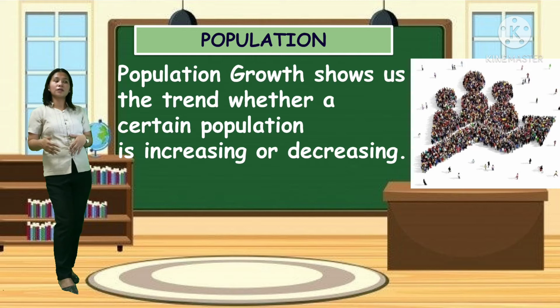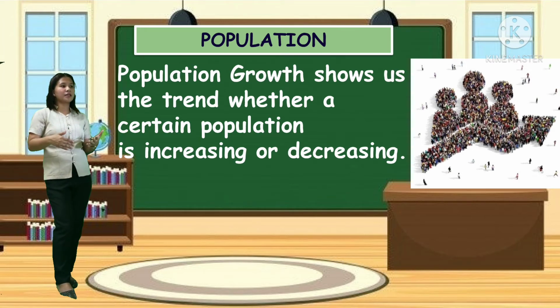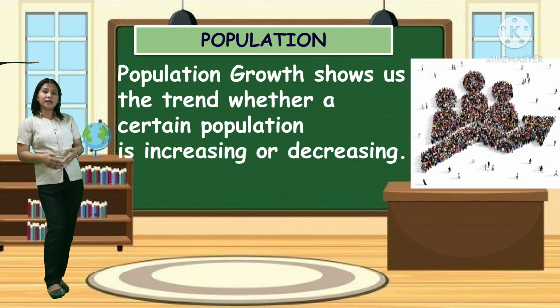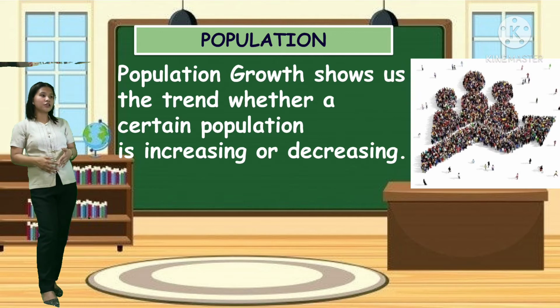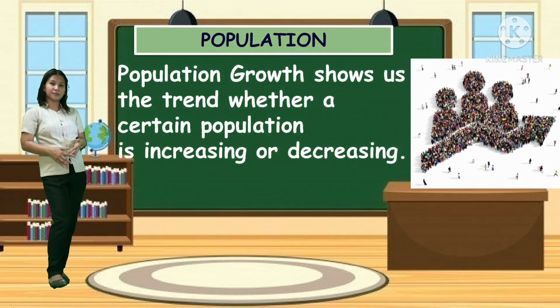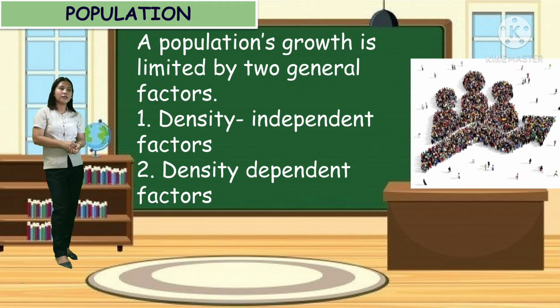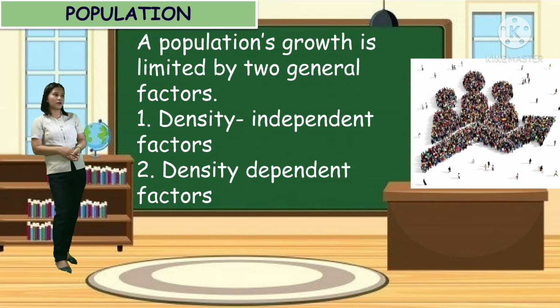As a population grows in an area, a population may experience the effects of increased densities. Population density refers to the number of organisms per unit area. Population growth is limited by two general factors. Number one is the density independent factors, and the other one is density dependent factors.